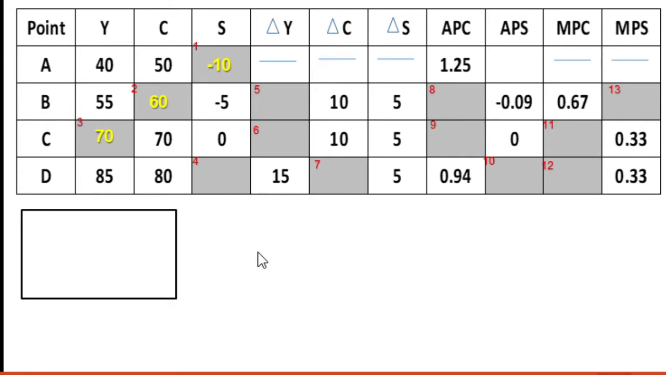Now, let us go to number 4. The missing value is S. So, once again, we will be using the formula Y minus C. The value for Y under point D is 85 minus 80. And our S is equals to 5.